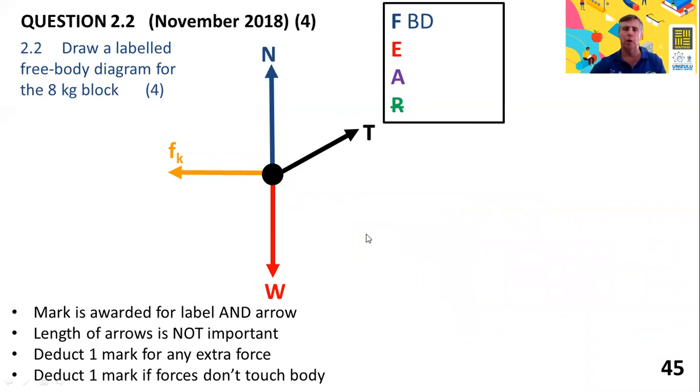Now, to get your 4 marks, please note this is from the marking memo. Mark is awarded for the label and the arrow. Don't leave out your labels. The length of the arrows is not important. Don't try to draw it to scale. 1 mark is deducted if you add an extra mystery force. Don't do that. And 1 mark is deducted if the forces don't touch the body.